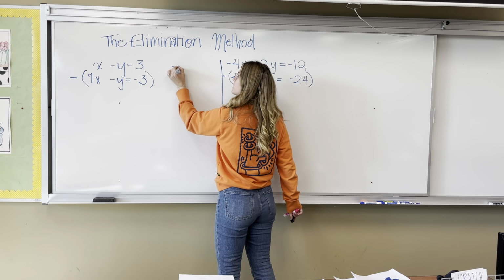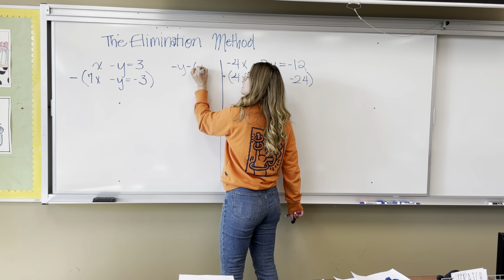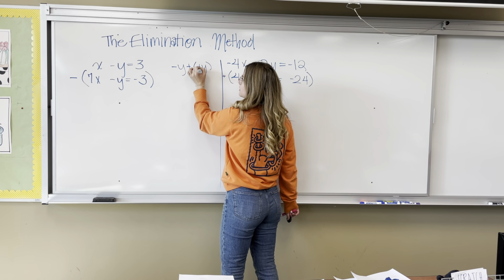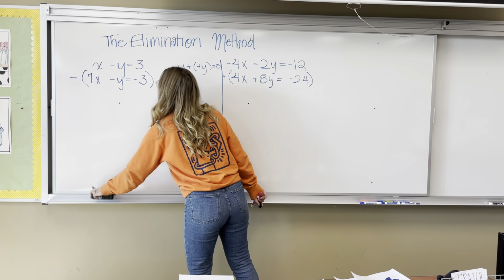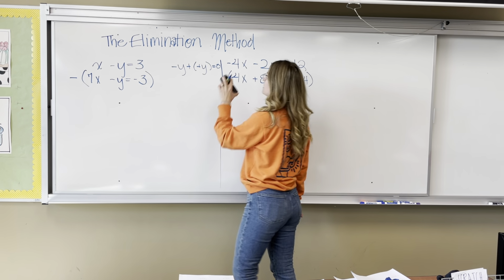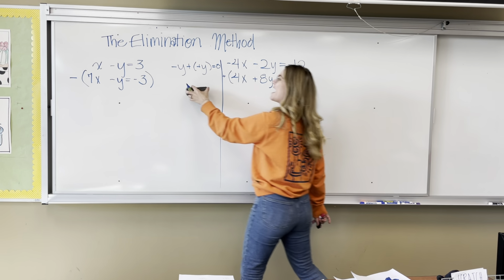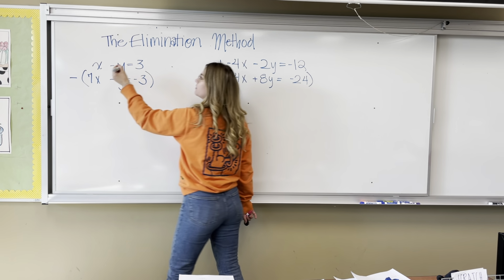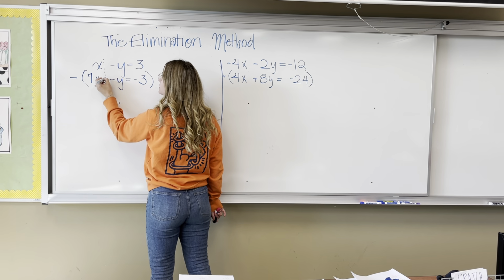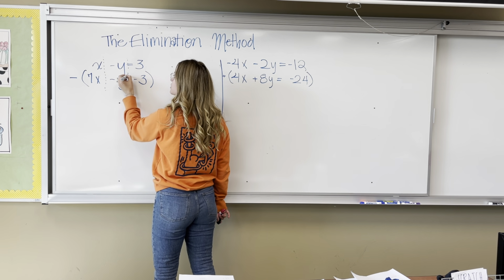I'll write it up here. Negative y minus negative y. This becomes adding a positive, which then equals 0. So, same signs, we subtract. Different signs, we add. So, we're going to treat each of these as their own subtraction problem.